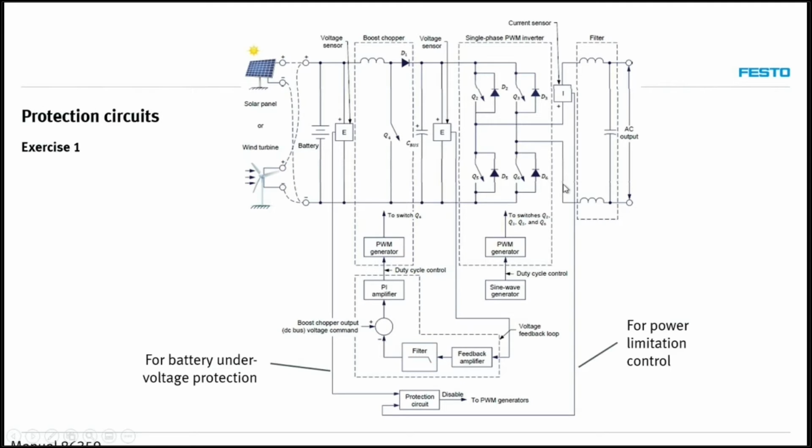And here is the complete circuit. We have the section we just saw, the boost chopper, and the part on the right side is the single phase inverter that will take the DC power here in the middle and convert it to AC to power our AC loads. So this is the complete circuit that we will be putting together now.